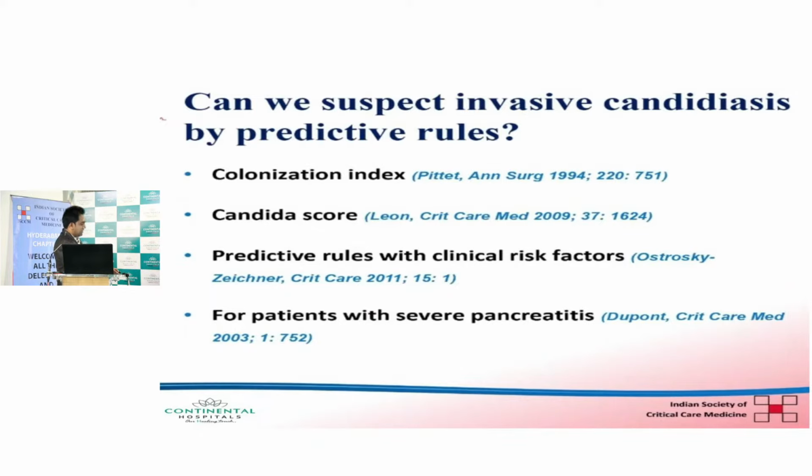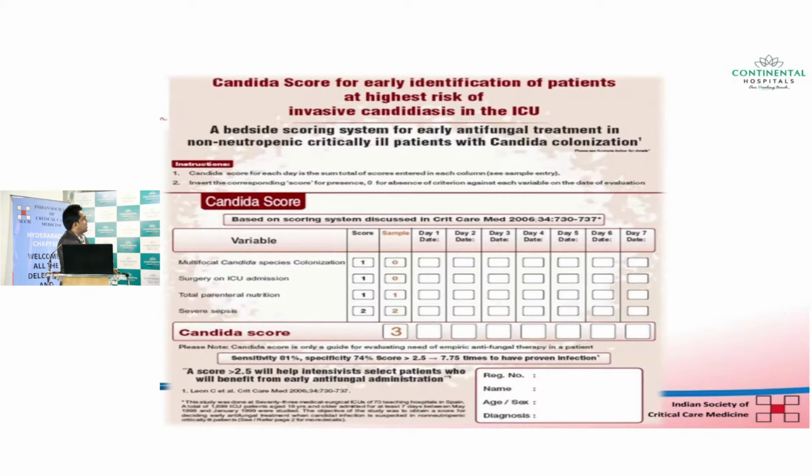The second one is the Candida score, which has 4 variables. Multifocal Candida species colonization, surgery, TPN each have 1 point, and severe sepsis 2 points. If the score is more than 2.5 to 3, then it indicates high risk of Candida infection, and that patient requires empirical antifungal treatment. The sensitivity of this test is 81%, and specificity is 74%. The problem with the Candida score is the same: with high colonization, our ICUs are highly colonized.